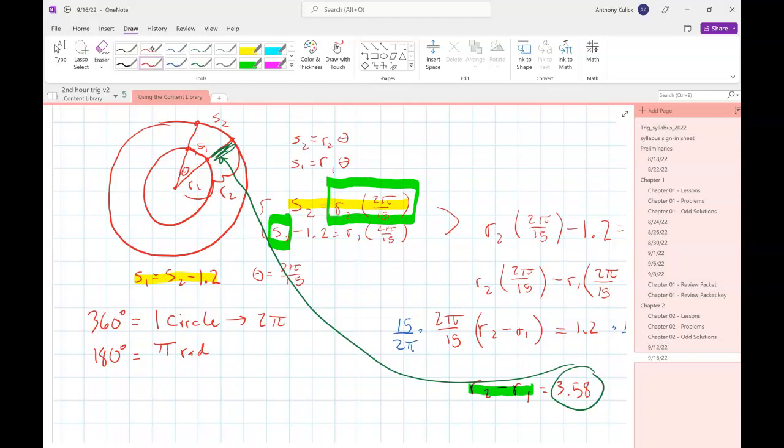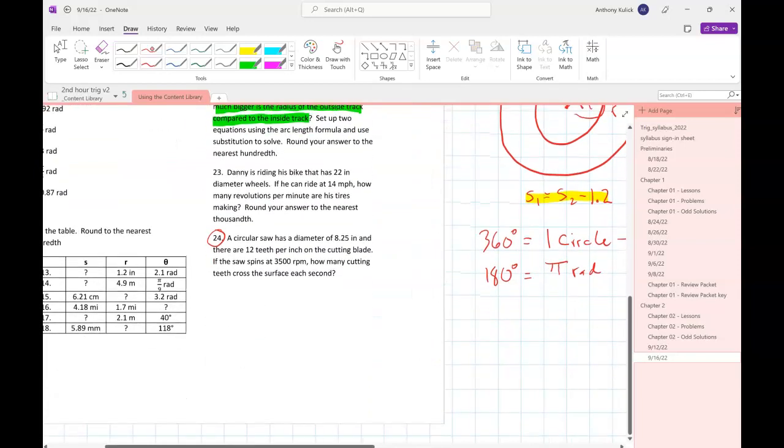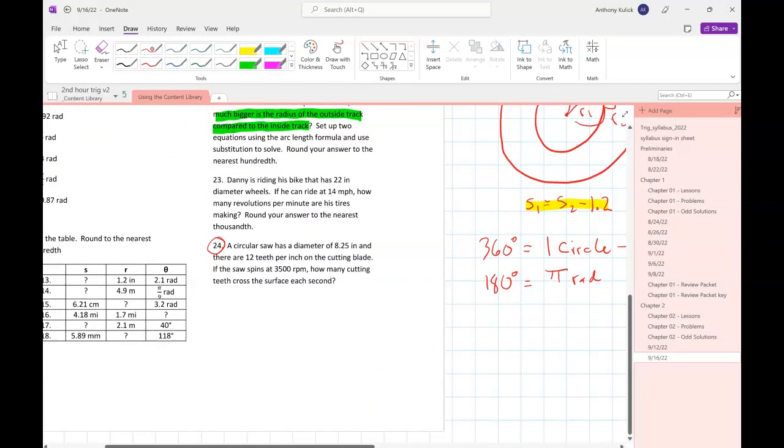Okay. Others from this section? Boyd. 24. All right, 24. There's a unit conversion problem. It says a circular saw has a diameter of 8.25 inches, and there's 12 teeth per inch on the cutting blade. If the saw spins at 3,500 revolutions per minute, how many cutting teeth cross the surface each second? So this is going to be a unit conversion problem.